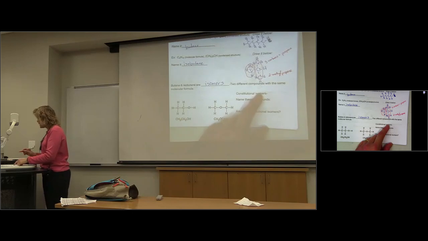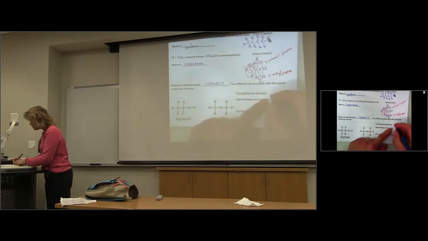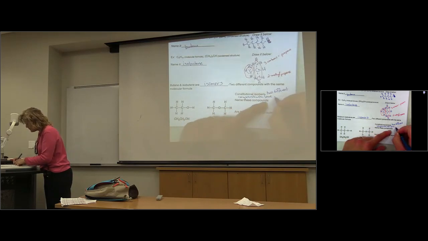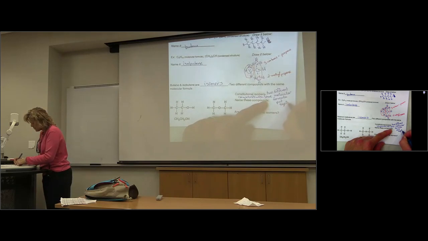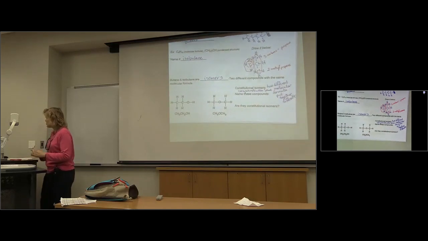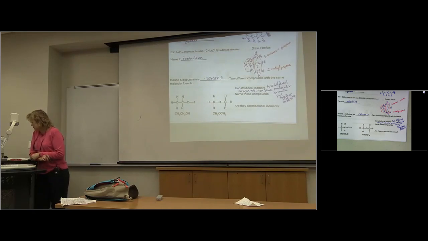Thank you. All right, so constitutional isomers are two different compounds with the same formula put together differently. Two different compounds with the same molecular formula put together differently. That's what a constitutional isomer is.